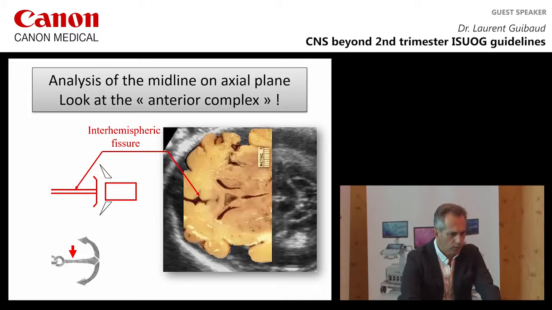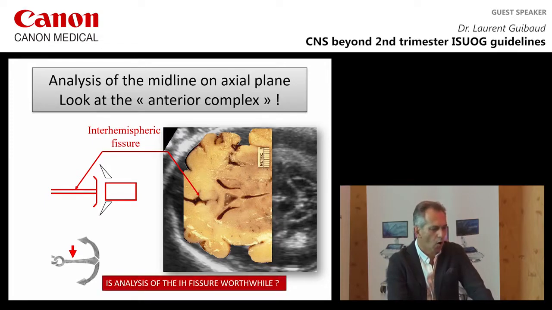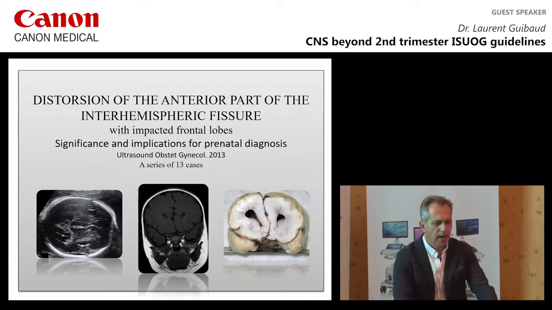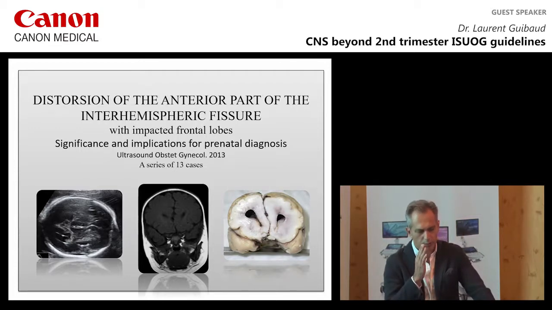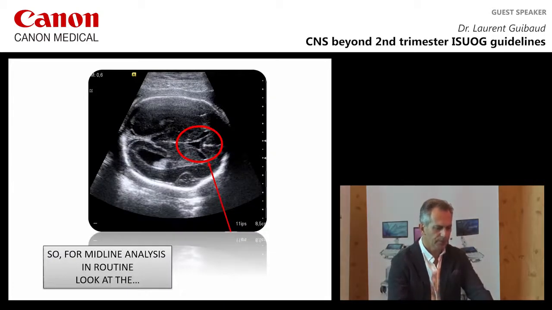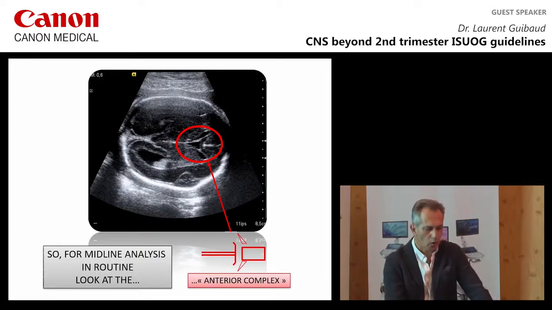Is it worthwhile to have a look at the interhemispheric fissure? Yes. In some cases, you don't have any interhemispheric fissure, like in holoprosencephaly, but we've published a paper in 2013 about distortion of the anterior part of the interhemispheric fissure. It's interesting to have a good view of the midline when you have this kind of image. And you have also CNS disorganization. We have recently seen 3 cases of tubulopathy with other findings, but the 3 cases also have this distortion of the interhemispheric fissure. For midline analysis, you should look at this anterior complex.